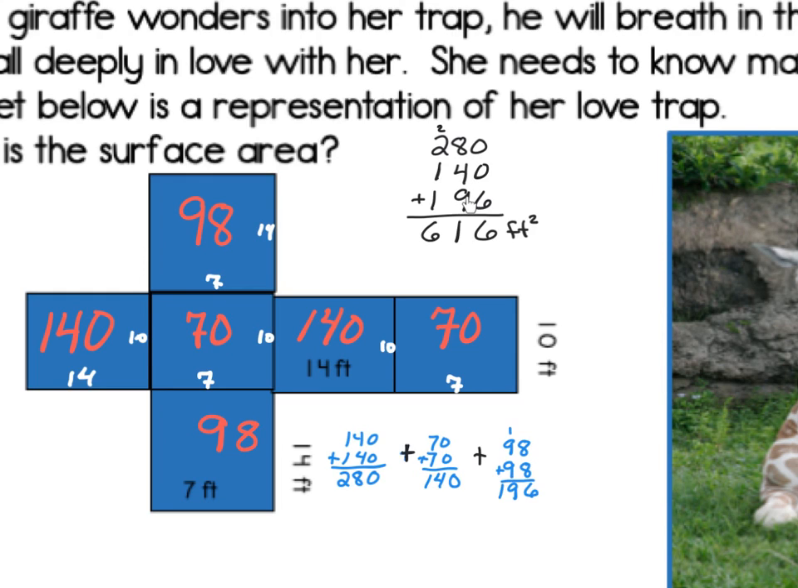Plus 9 is going to give you 21. Drop your 1 and carry your 2. 2 and 2 is 4. Plus 1 is going to give you 6. And your grand total is 616 feet squared. And let's just put a little nice pretty box around that. And here we go. That right there, my friends, is your answer.